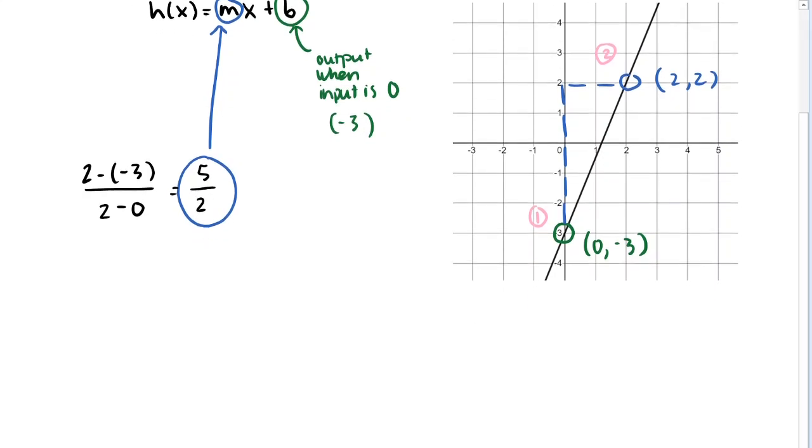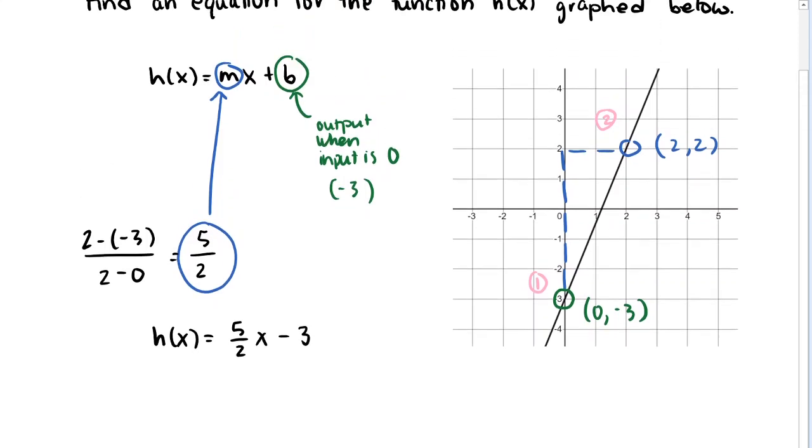And so our equation for this linear function is h of x is equal to 5 over 2 x minus 3, right? The b value is the output when the input is 0, sometimes called the vertical intercept. It's a value of -3.